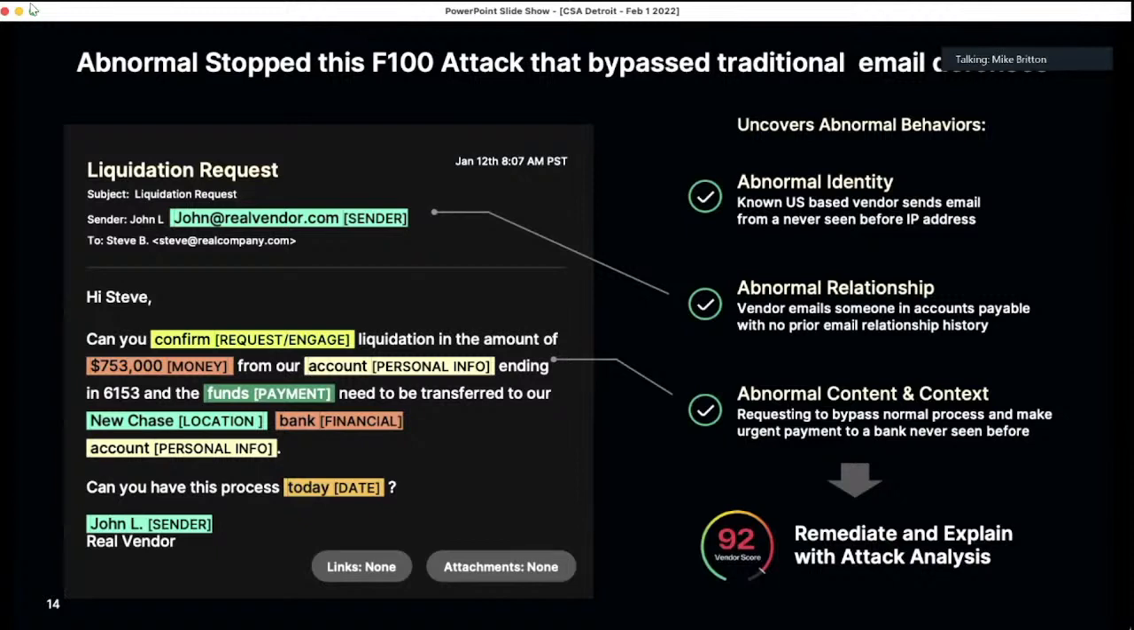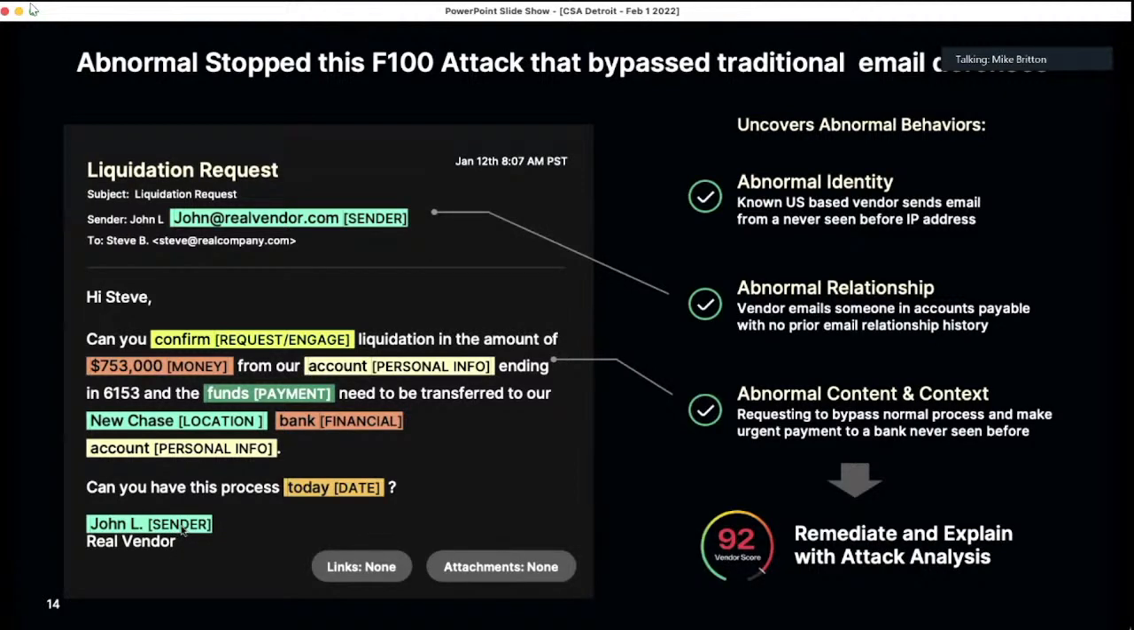In and of itself, it's not a reason to flag it as malicious, but it's an indicator that something's not right here. Additionally, looking at the language in the email, we've got an action or a request to engage with the victim. We've got an ask for money. We've got asking for personal information. We're looking for a payment. We've got a new bank coming on. And then maybe there's something weird with the signature of the vendor email compromised attacker. That's not how John normally signs his name. Maybe he just signs it John.